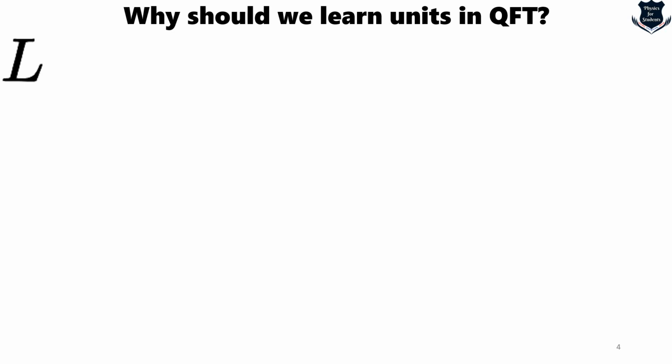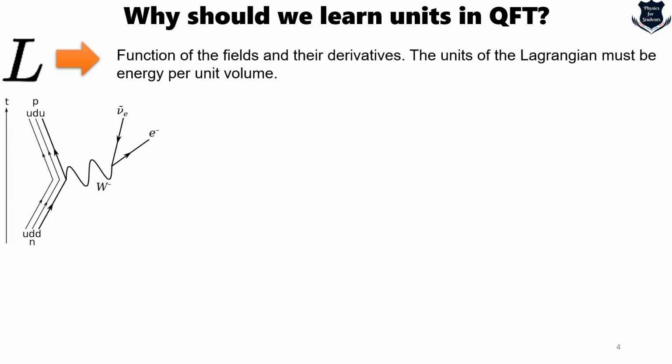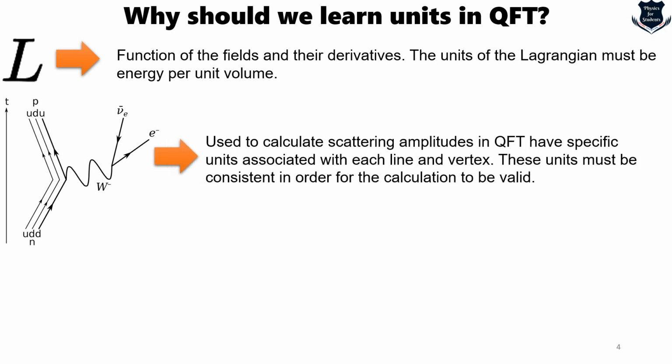The next is the Lagrangian. Now, I have talked much about the Lagrangian in the first two videos. The Lagrangian of QFT is a function of the fields and their derivatives. So the units of the Lagrangian must be energy per unit volume. This is because the Lagrangian is used to calculate the energy density of the system. The Feynman diagrams used to calculate scattering amplitudes in QFT have specific units associated with each line and vertex. These units must be consistent for the calculations to be valid.